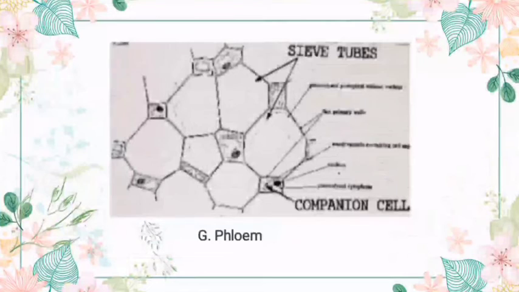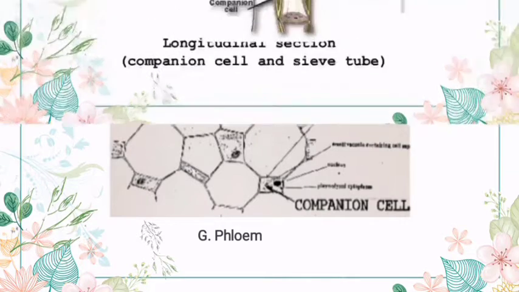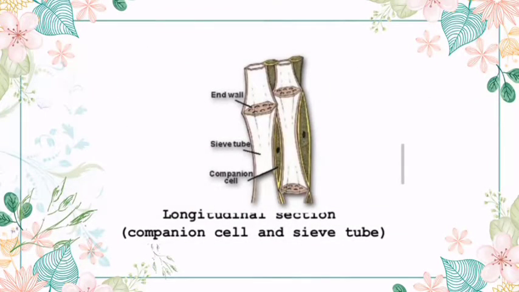And the last one is the phloem. Phloem transports sugars from one part to another. It is made of sieve tube elements and companion cells. So this is the feature of the companion cell and sieve tube.